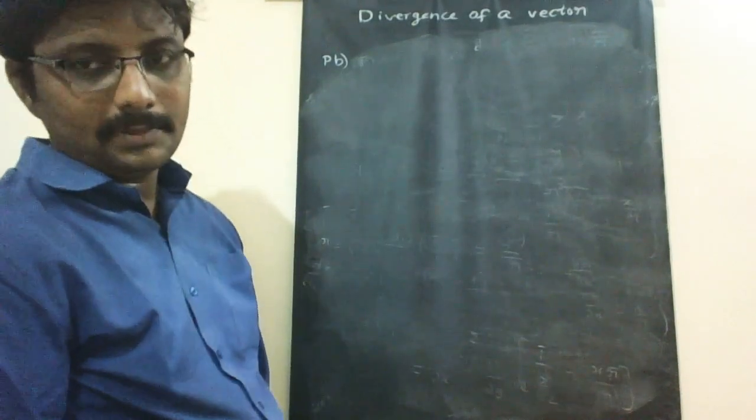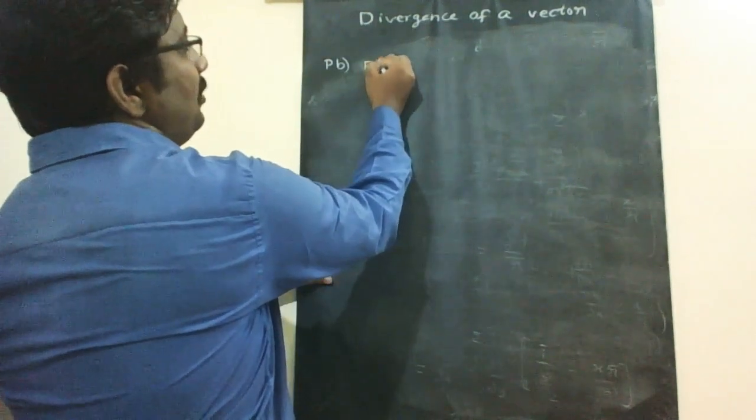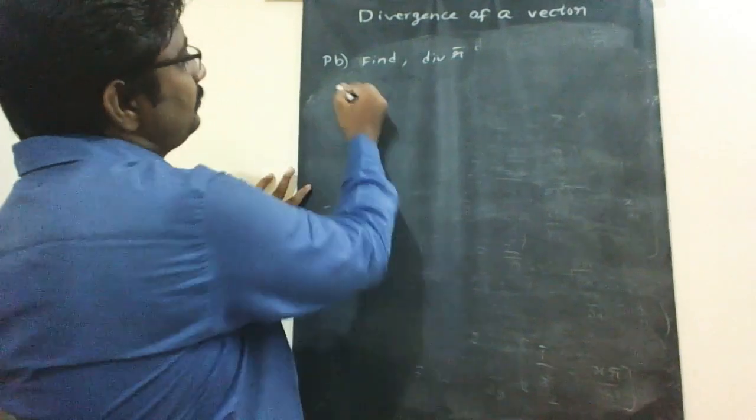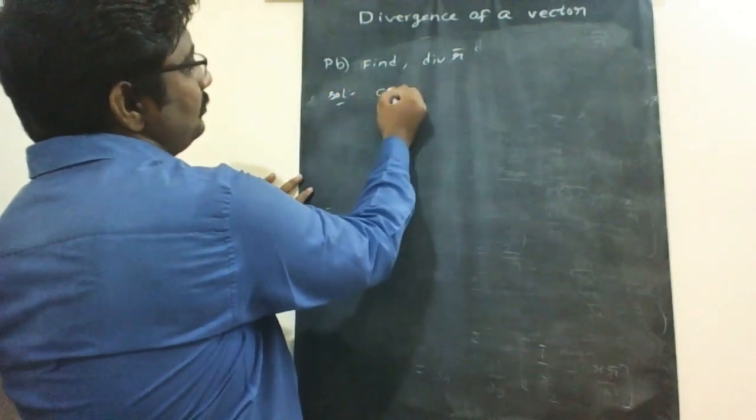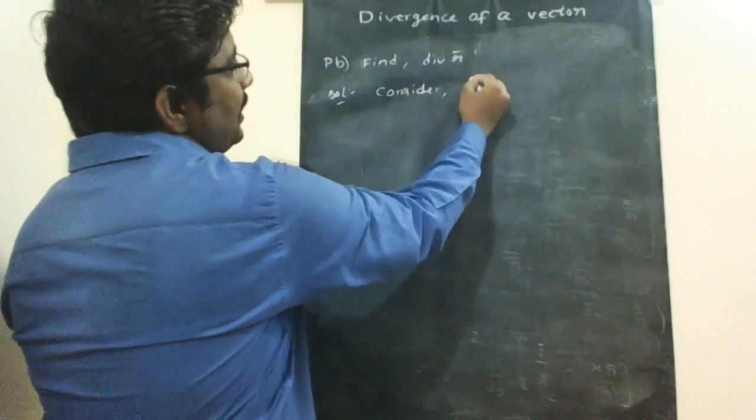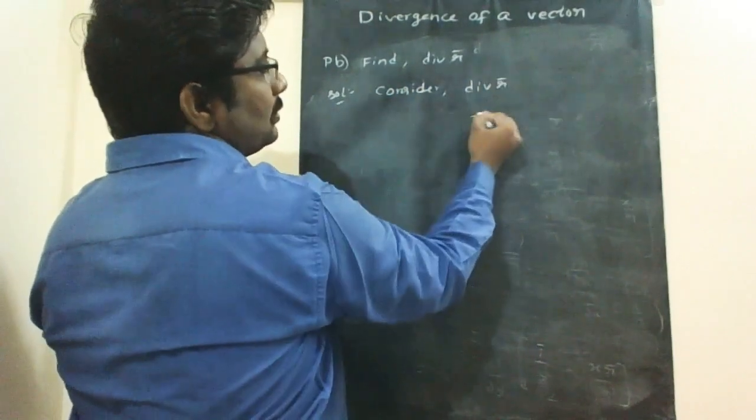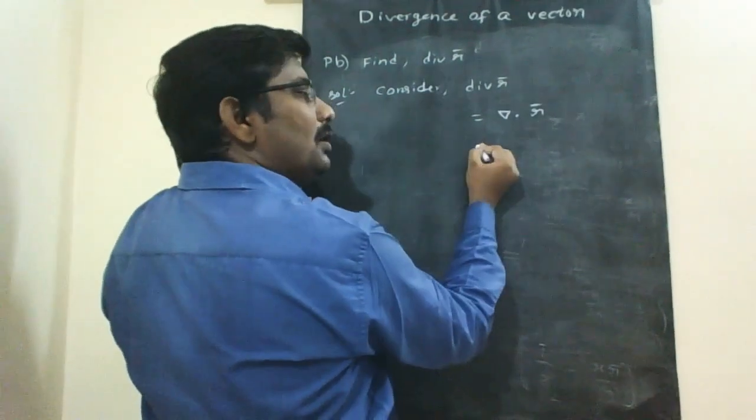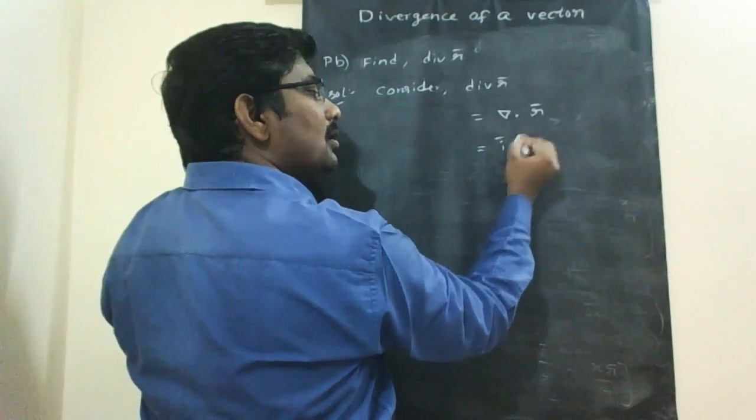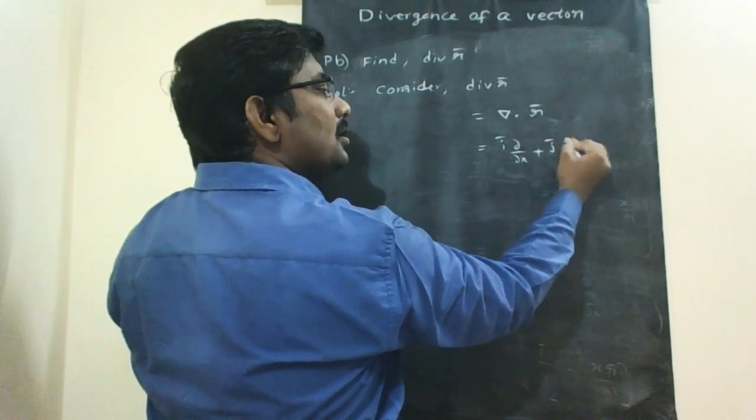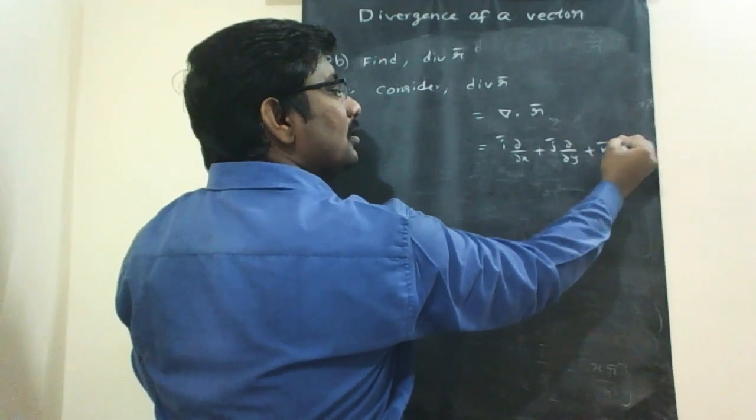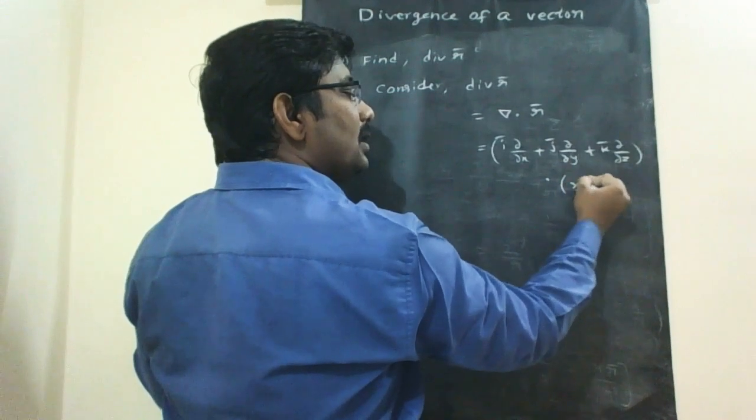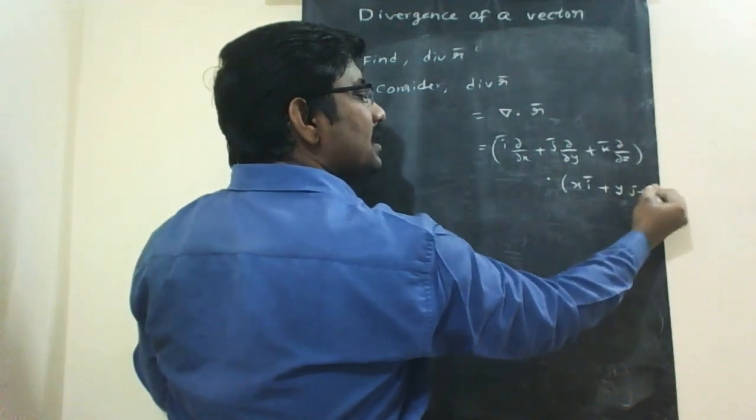So shall we go to another sum? The problem is: find div of r bar. Consider div r bar. So what is meant by div? Div means del dot. So del dot r bar. But what is meant by del? Del is i bar dou by dou x plus j bar dou by dou y plus k bar dou by dou z, which is a dot product with r bar. r bar is xi bar plus yj bar plus zk bar.